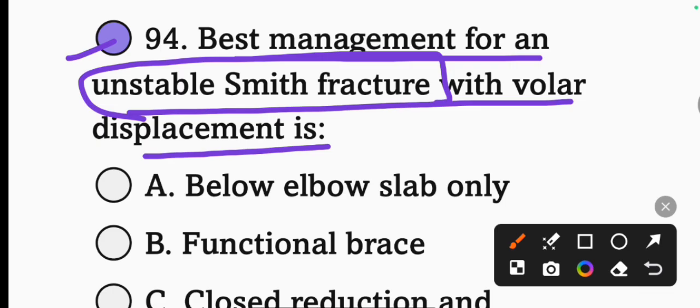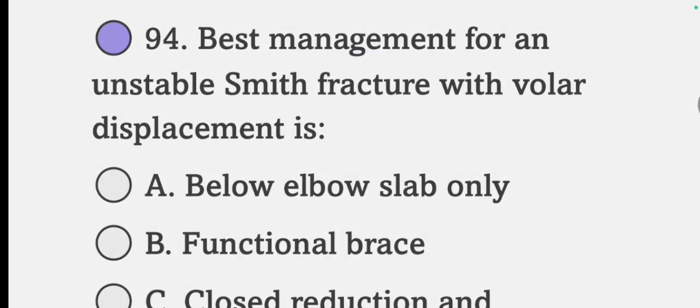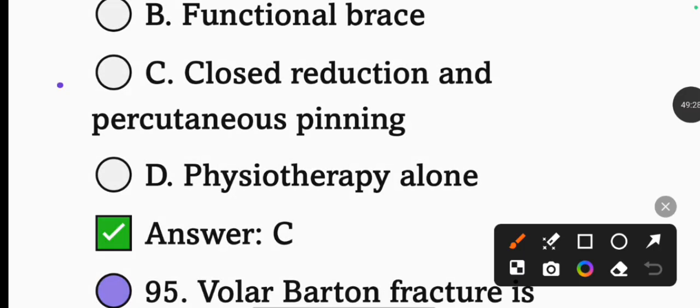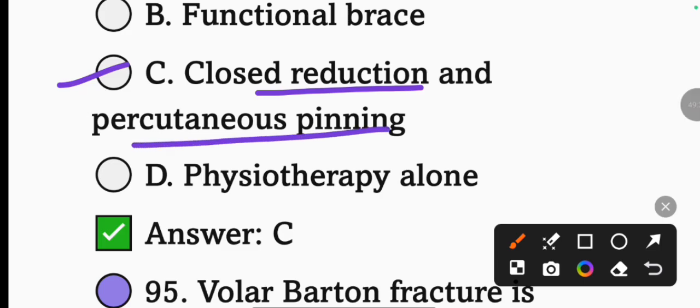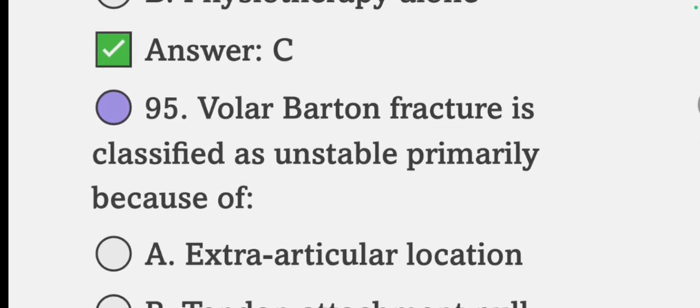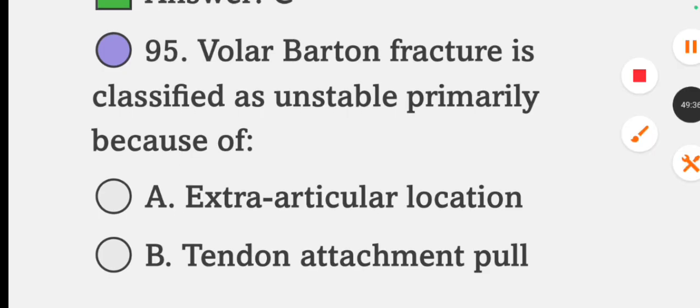So if unstable, it requires surgery, not a simple casting. Okay, so the best treatment is closed reduction plus pinning. The options given: C is the correct option, closed reduction and percutaneous pinning. Very important for a displaced Smith fracture.